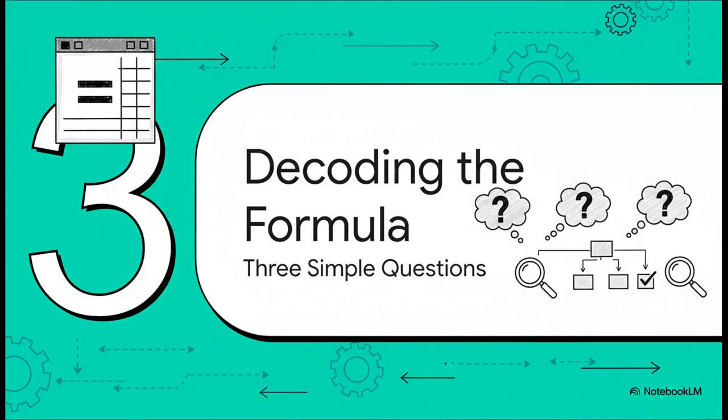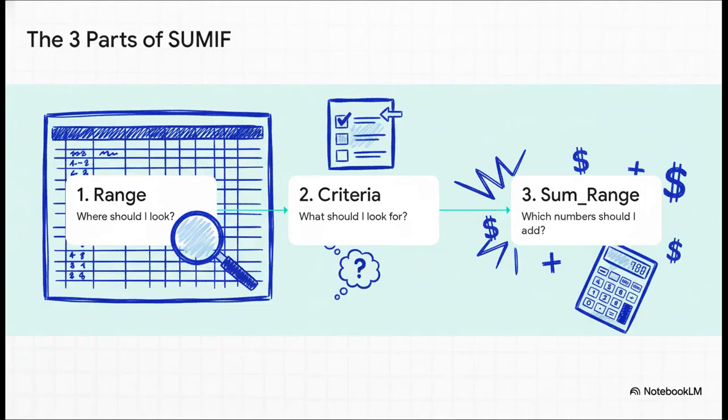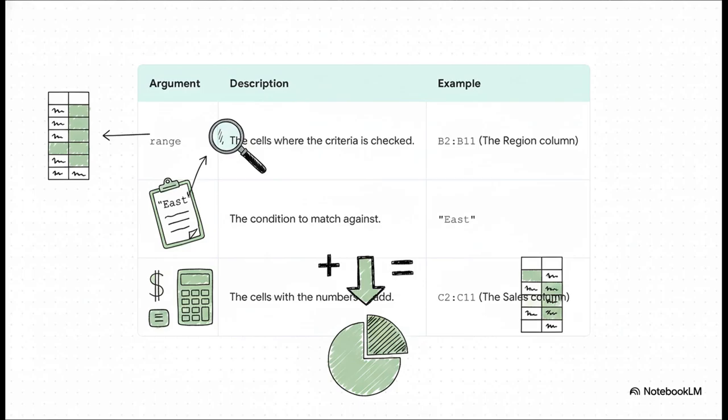Okay, I get it. Any new formula can look a little scary at first glance, but trust me, this one is surprisingly logical. We're going to decode it right now by breaking it down into 3 simple questions. That is literally it. You just have to answer 3 things for the spreadsheet. First, where should I look? Second, okay, what am I looking for? And third, when I find it, which numbers should I actually add up? See? Simple questions. And this table here maps it out perfectly for our problem.